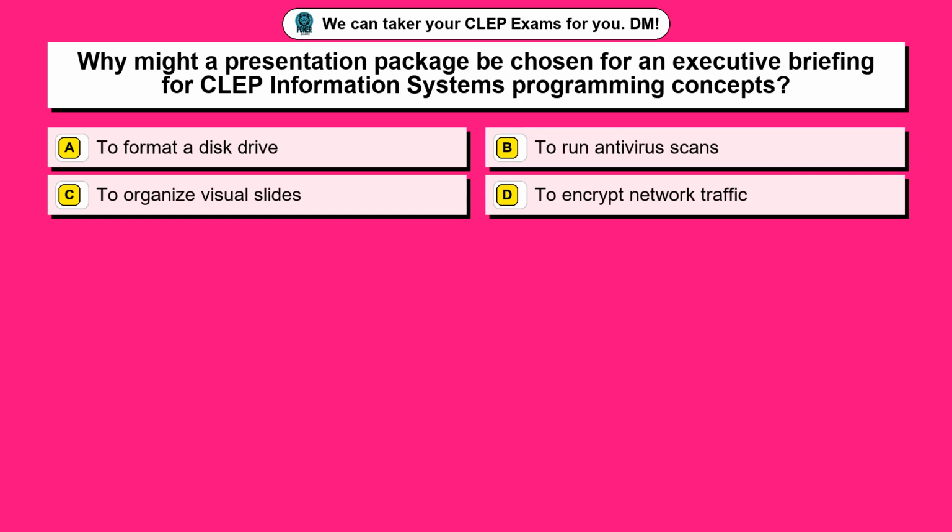Question 3. Why might a presentation package be chosen for an executive briefing for CLEP Information Systems programming concepts? Option A. To format a disk drive. Option B. To run antivirus scans. Option C. To organize visual slides. Option D. To encrypt network traffic. The correct answer is option C.